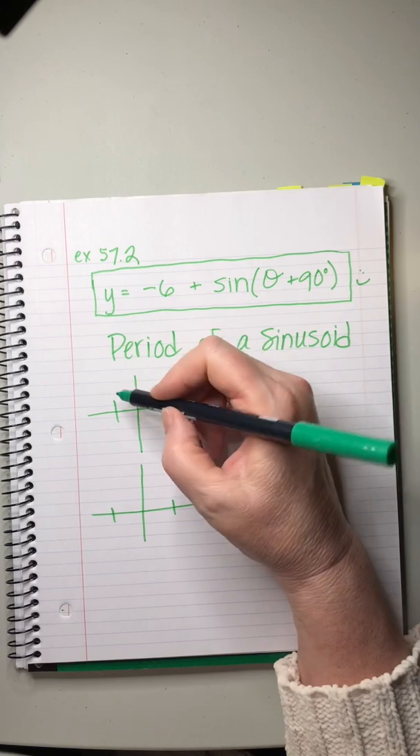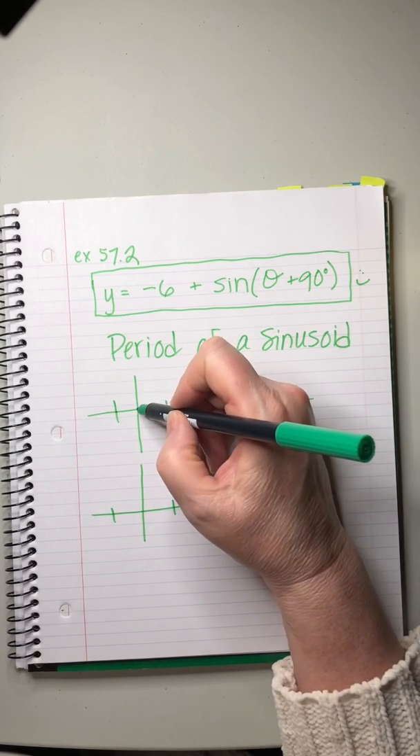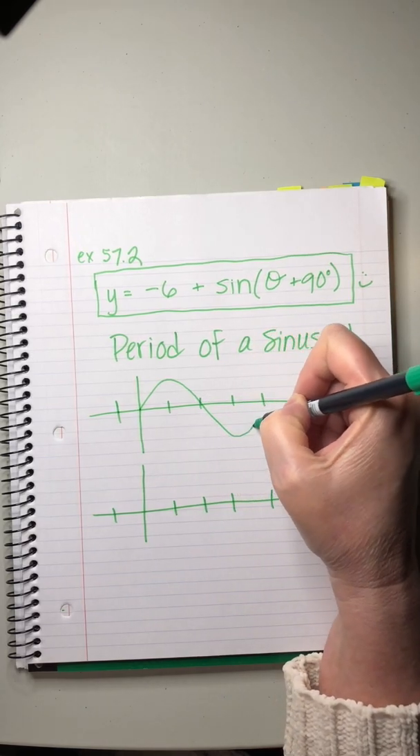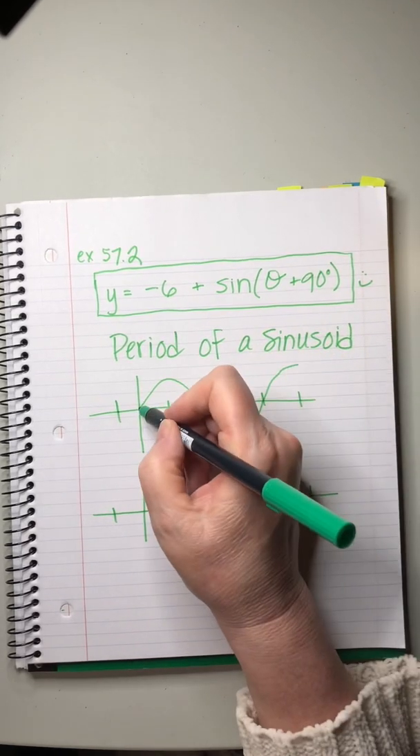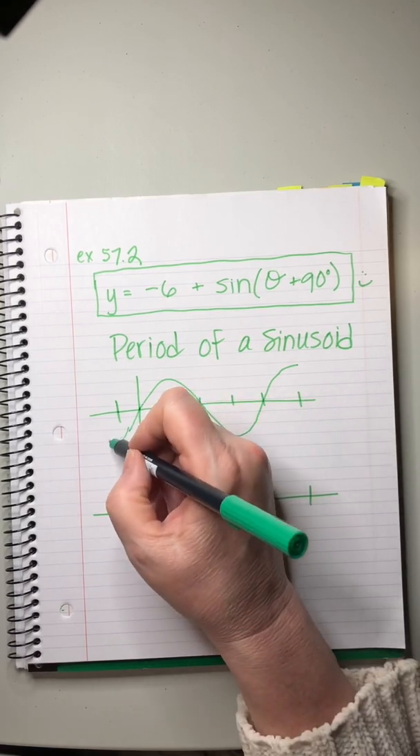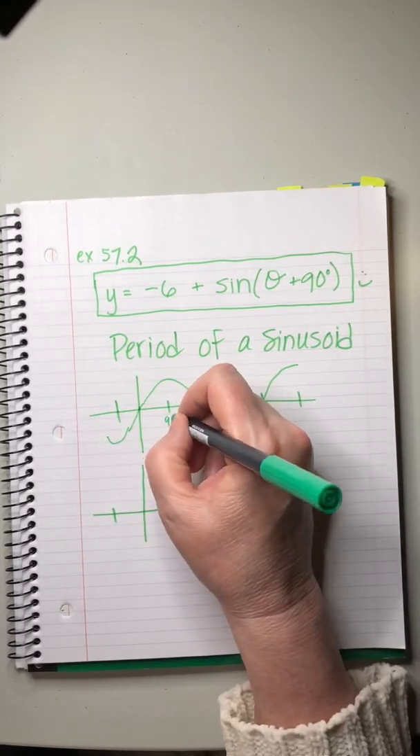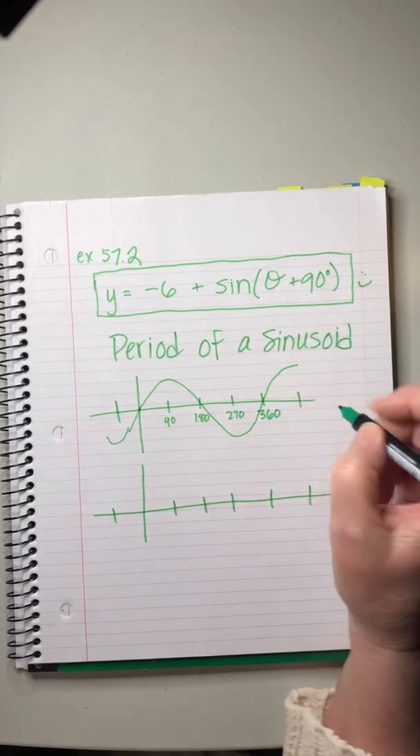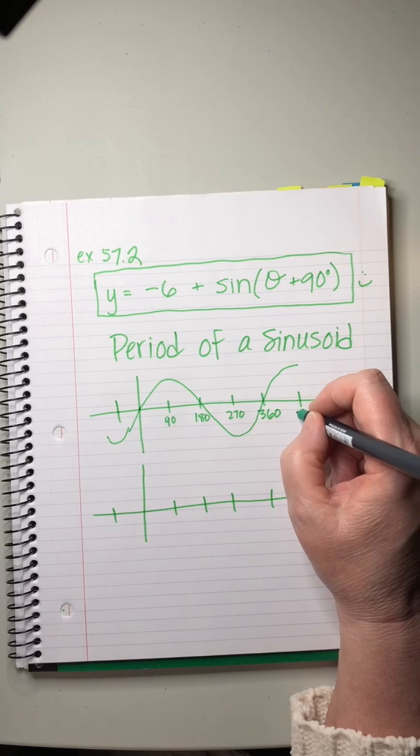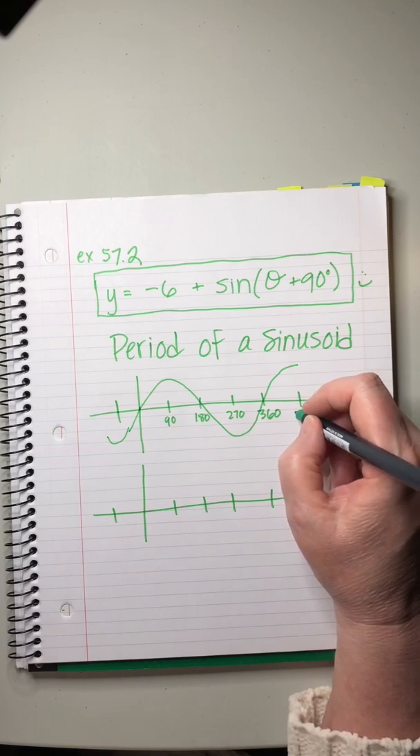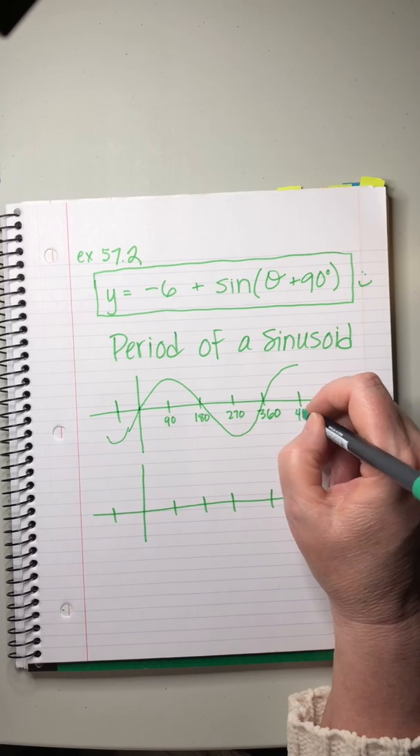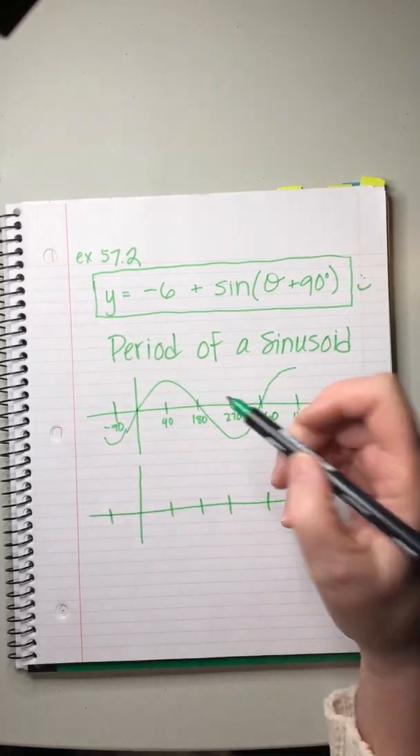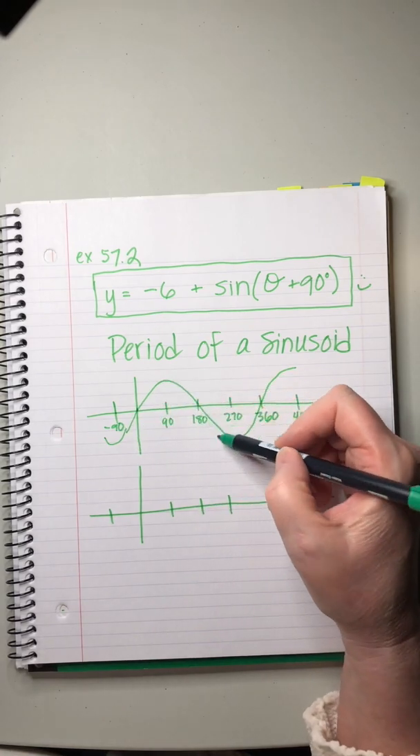Okay, so our basic sine curve looks like this, right? Every 90 degrees, right? This is 90, 180, 270, 360, plus 90, what is it? 450. Okay, and then this is minus 90, and it goes on, right? This is the period of a sine curve.